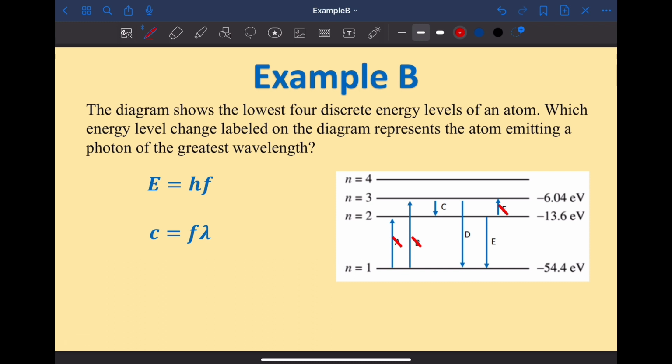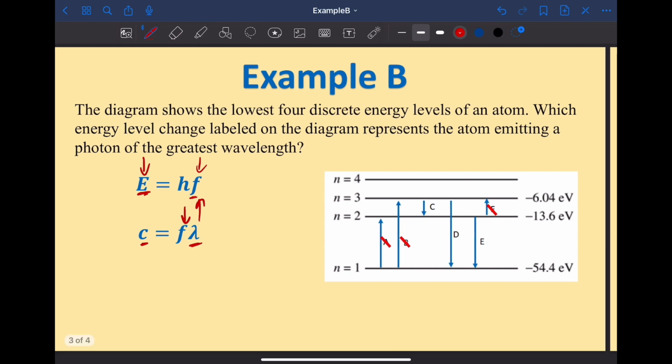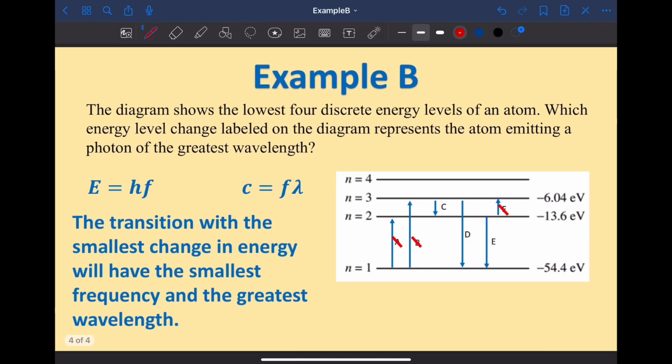And since energy is going down, that means that frequency has to go down as well. And then because the speed of the photon is constant, if the frequency goes down, the wavelength goes up. So what I'm looking for here is the smallest change in energy, which means the smallest change in frequency, and the largest change in wavelength. And in this case, that's going to be transition C.